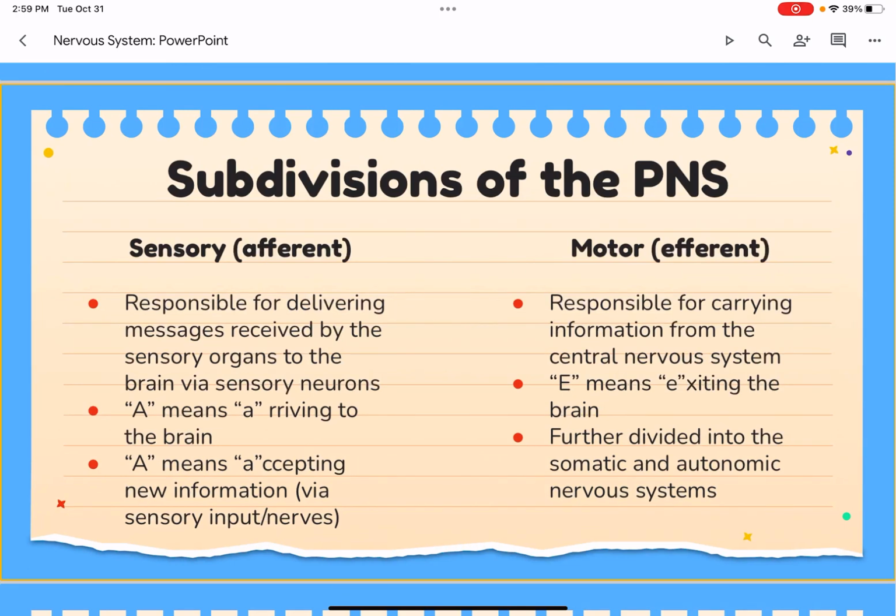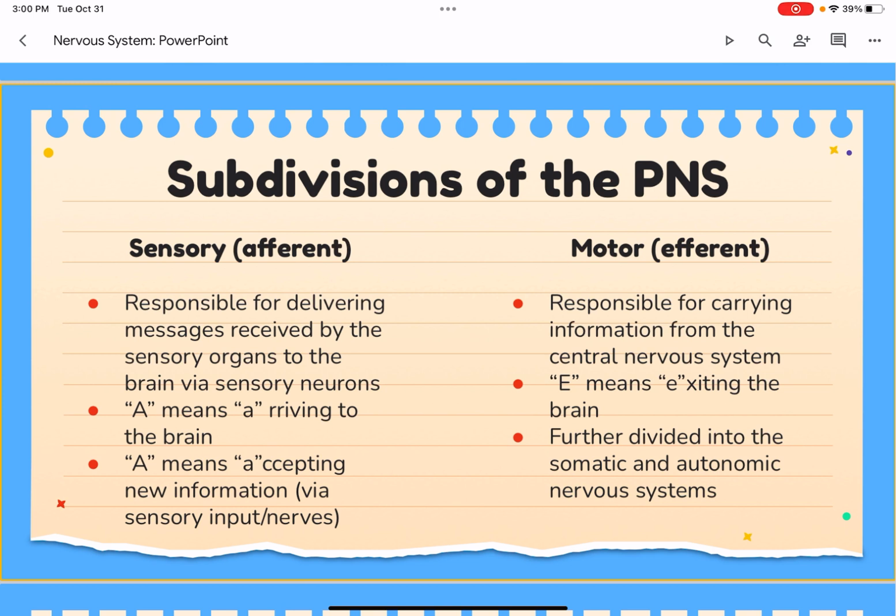The subdivisions of the peripheral nervous system are the sensory and the afferent. So sensory is responsible for delivering messages received by the sensory organs to the brain via sensory neurons. The A for afferent means arriving to the brain. It can also mean accepting new information. The motor subdivision of the peripheral nervous system is responsible for carrying information from the central nervous system. E means exiting the brain. It's further divided into the somatic and autonomic nervous systems.